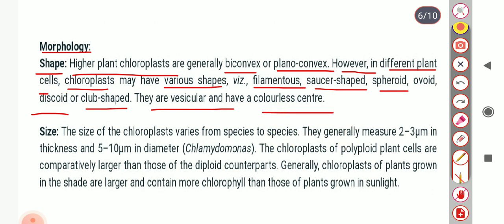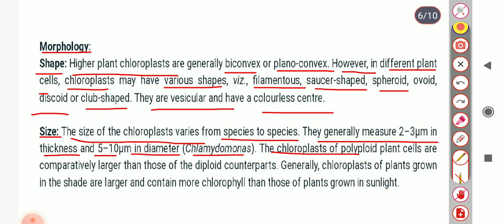When we talk about the size, the size of the chloroplast varies from species to species, and they generally measure 2 to 3 micrometers in thickness and 5 to 10 micrometers in diameter. For example, Chlamydomonas has a 5 to 10 micrometer diameter. The chloroplasts of polyploid plant cells are comparatively larger than those of their diploid counterparts.